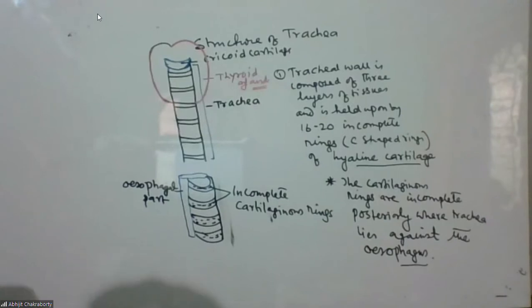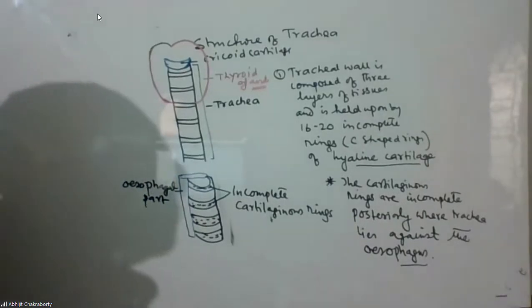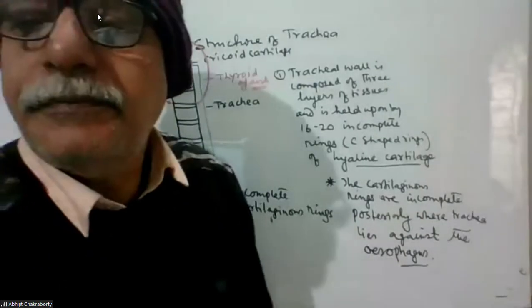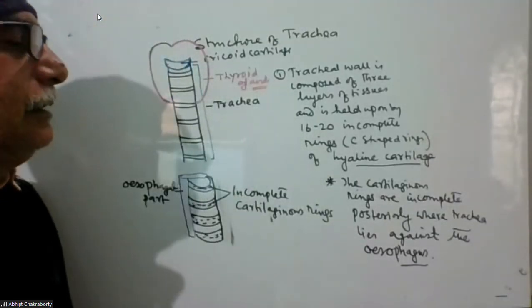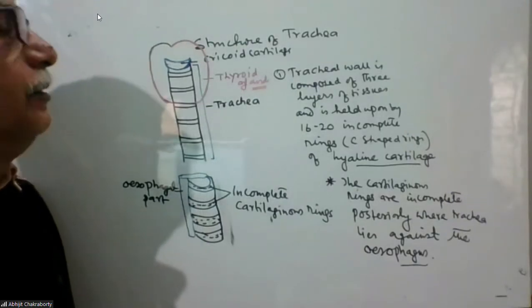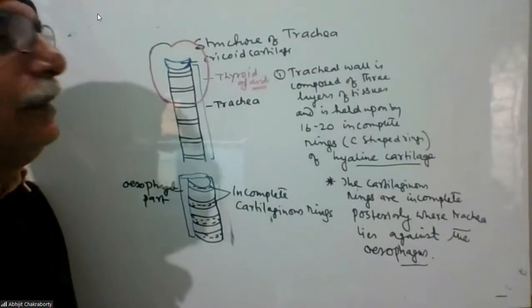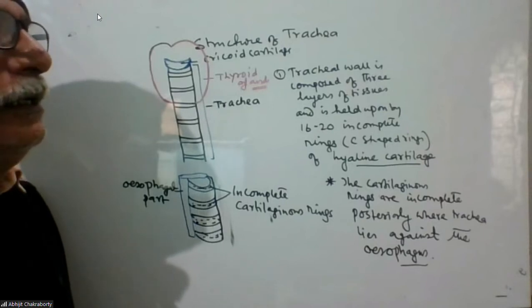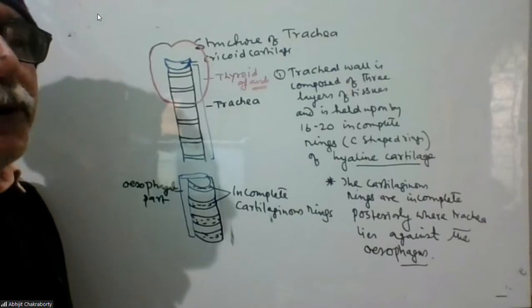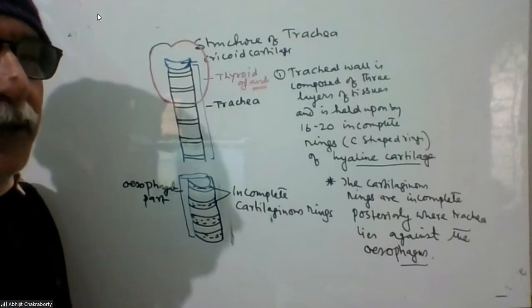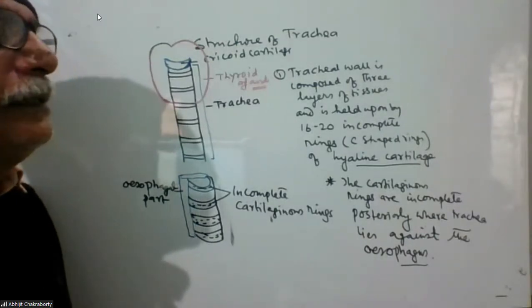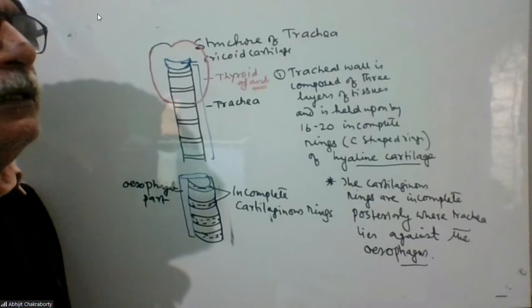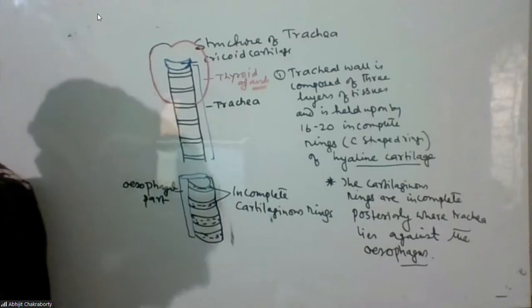Now the question comes: what is the purpose of incomplete cartilaginous rings? The purpose of incomplete cartilaginous rings is to protect the trachea from collapsing. Are you getting me? The role of incomplete cartilaginous rings in the trachea is to protect the trachea from collapsing.